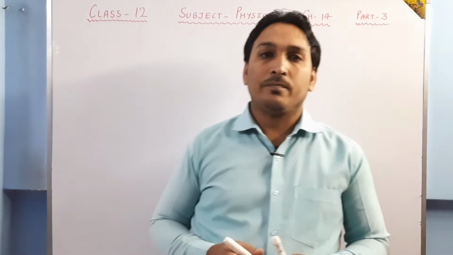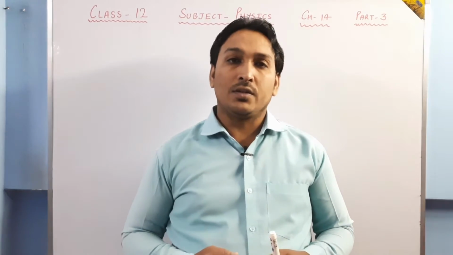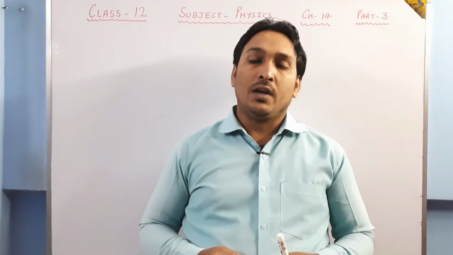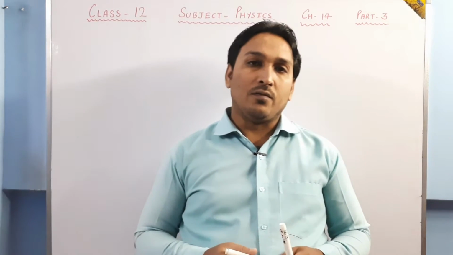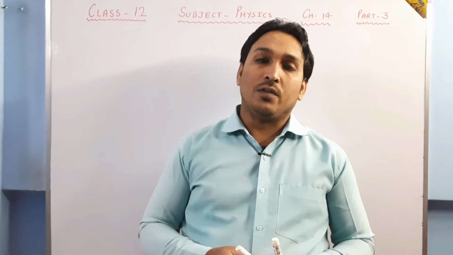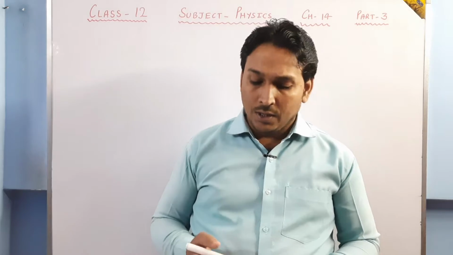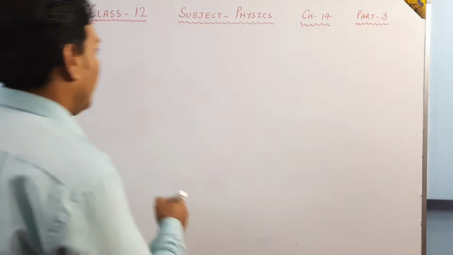Hello dear students, as you all know we are doing the last chapter of the physics class 12. The chapter is 14, semiconductor materials and devices and simple circuits. This is part 3 of the video lecture series, and in the last video lecture we discussed conductivity and resistivity of p-type and n-type semiconductors. Today we are going to do a very important part, and that part is the p-n junction.